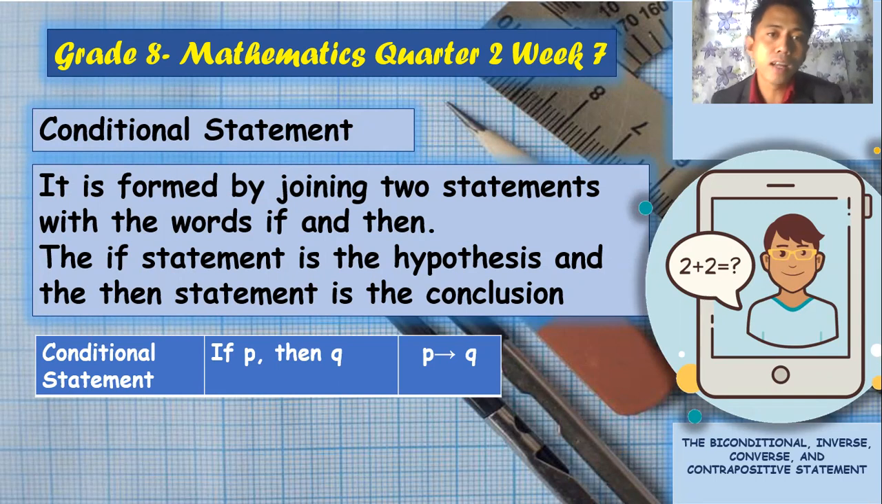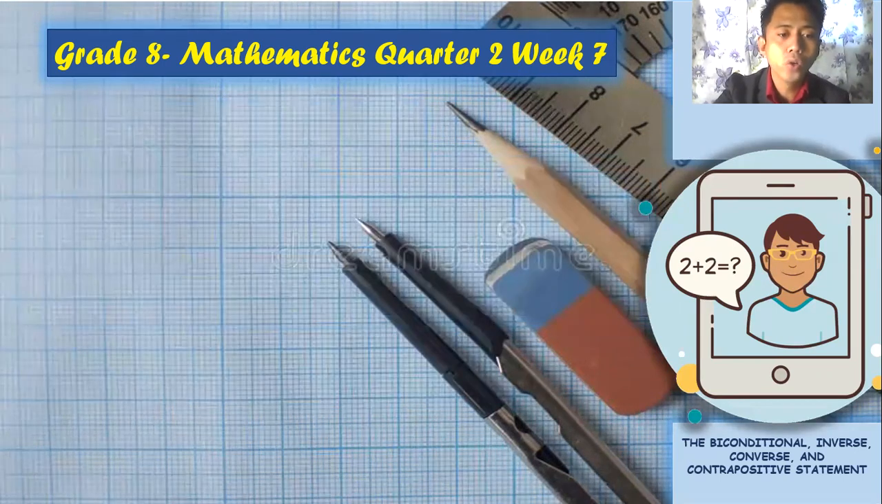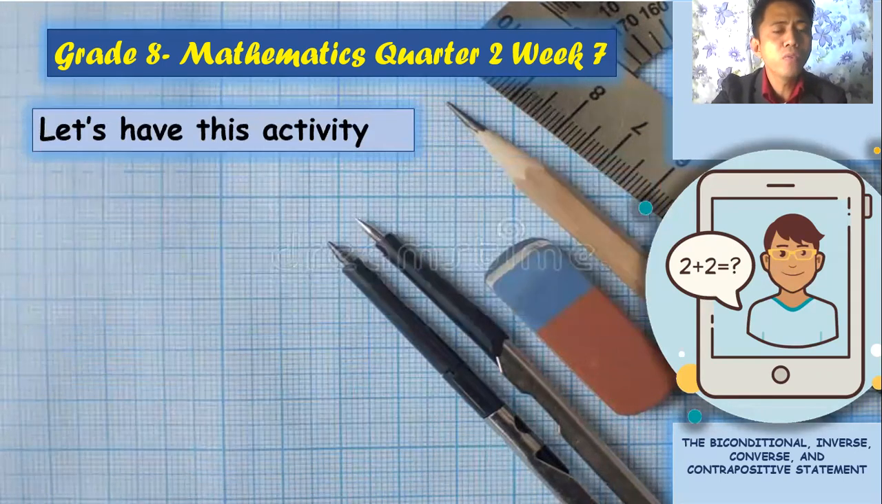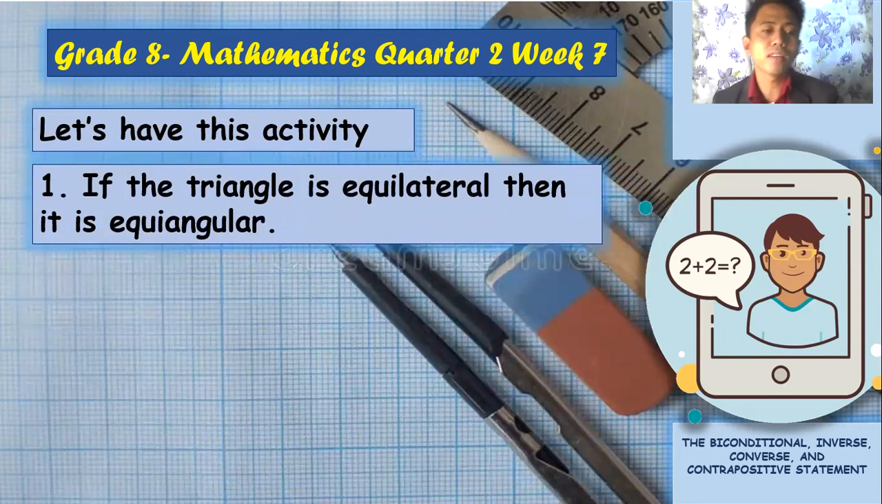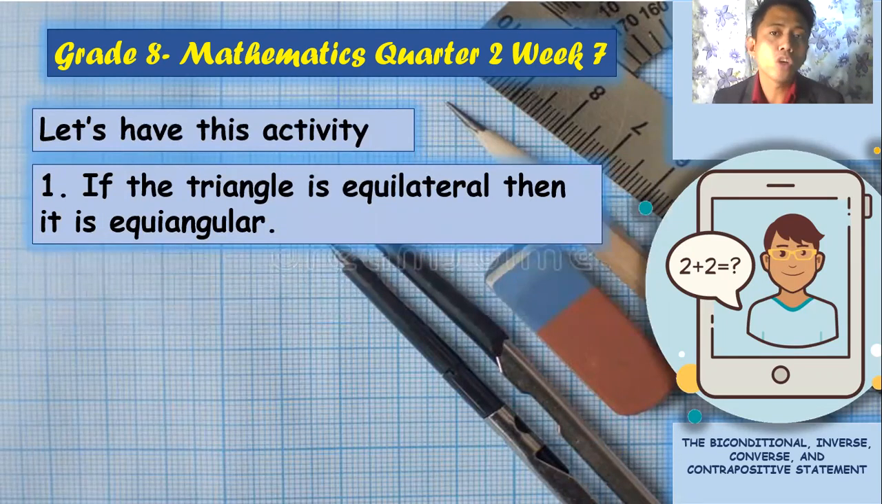So this is the condition and then the symbol. If P, then Q, and the symbol is P implies Q. So let's have this activity. If the triangle is equilateral, then it is equiangular. I will repeat: if the triangle is equilateral, then it is equiangular. What did you notice about this sentence?